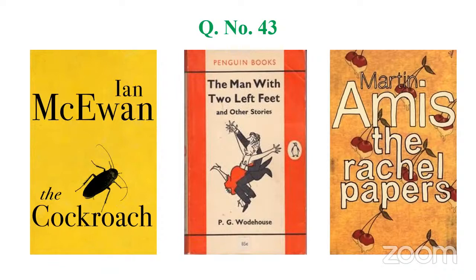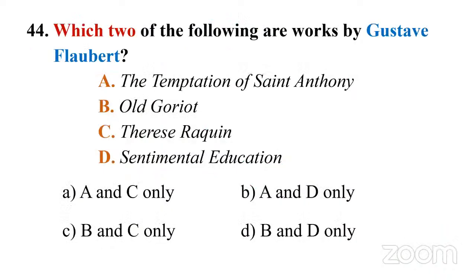Then let's look at the other options given there. The Man with the 2 Left Feet and Other Stories. It's a collection by P.G. Wodehouse, again a British writer. And another British writer we have, Martin Amis, and his work The Racial Papers. Okay, so with this, let's go to the next question.